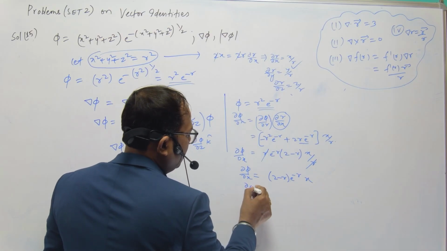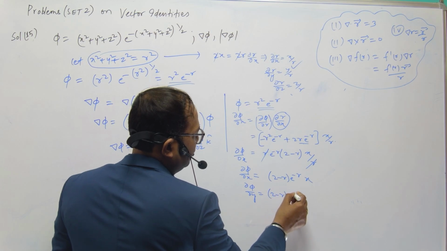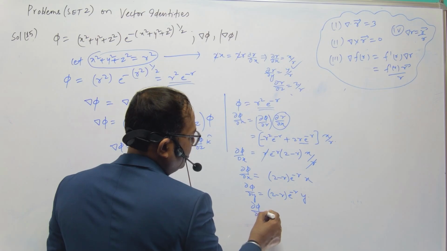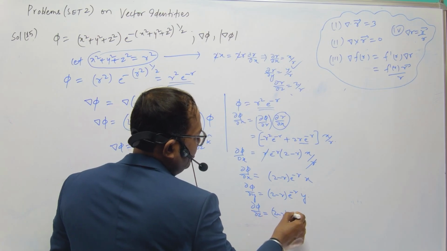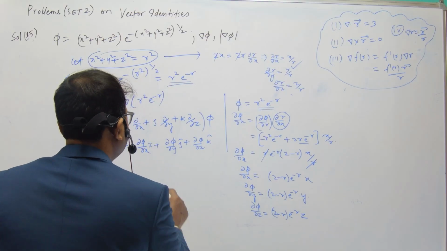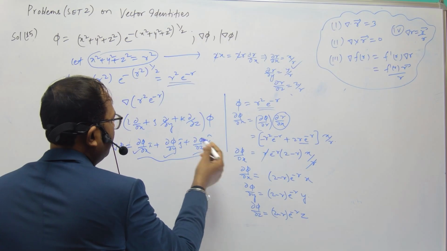Similarly, ∂φ/∂y is equal to (2 - r) e^(-r) into y. ∂φ/∂z is equal to (2 - r) e^(-r) into z. Let us place these values of ∂φ/∂x, ∂φ/∂y, and ∂φ/∂z here.